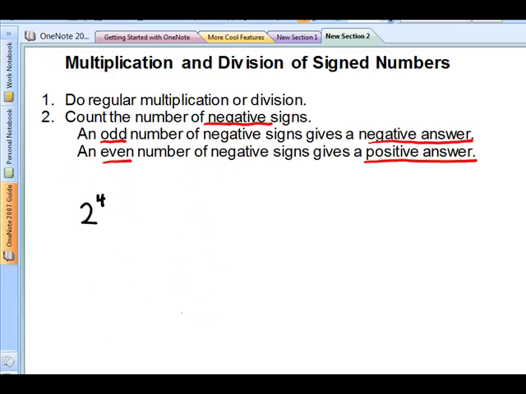Let's review our exponential notation for a moment. 2 to the 4th means 4 copies of the 2. 2 is your base. So we have 2 times 2 times 2 times 2, and we multiply. 2 times 2 is 4, times 2 would be 8, times 2 is 16. There are no negatives, so 0 negatives is even, so that's a positive answer.